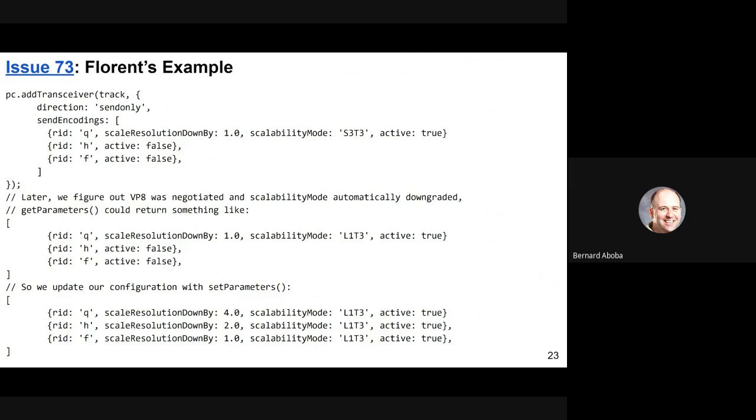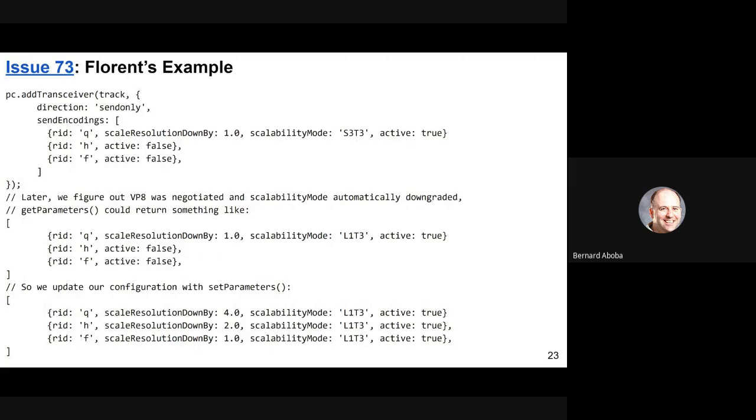So then you do this, you don't know what you're going to get, and it turns out that you end up with VP8 instead of AV1 or VP9. And then when you do get parameters, you end up with three layers, but not what you expected. Instead of S3T3, you end up with L1T3, because that's the default for VP8. And then what you can do is you can then update it and turn on the other layers.